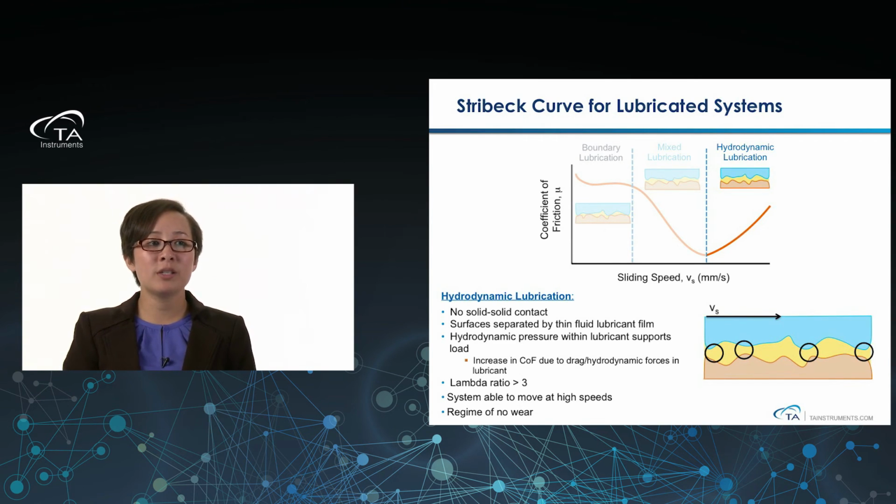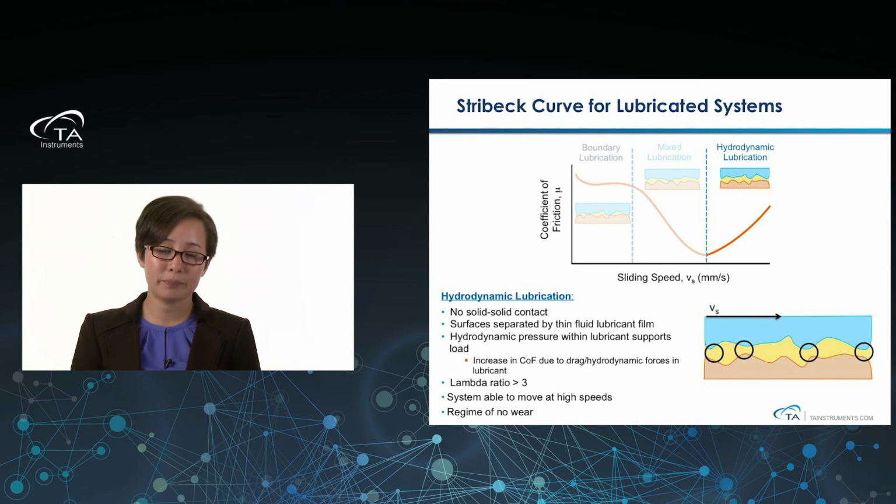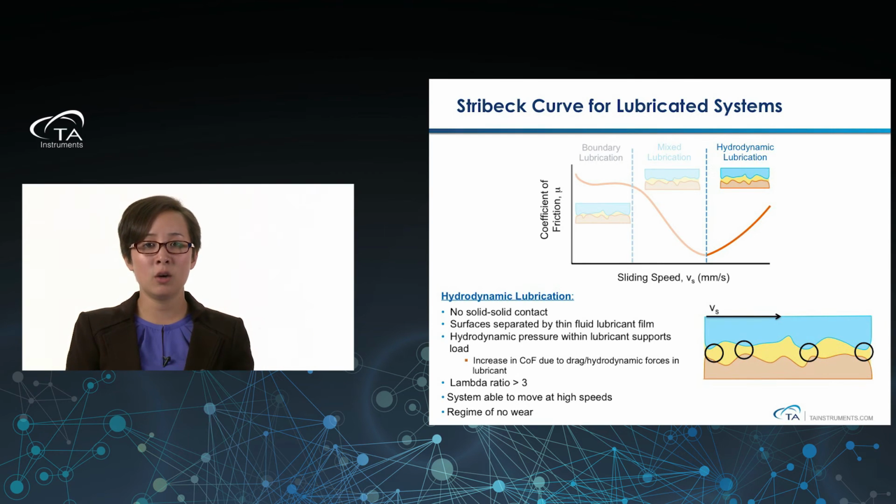So now we have an increase in the coefficient of friction due to the drag and those hydrodynamic forces in the lubricant. The lambda ratio in this area is greater than 3. And the system's able to move at really high speeds. But this is a regime where you see very little wear. So it's good to see at what sliding speed my boundary lubrication, my mixed lubrication, and my hydrodynamic lubrication areas start, because that will tell us how maybe this formulation is good for one specific application, maybe this formulation is not good for an engine, things like that.